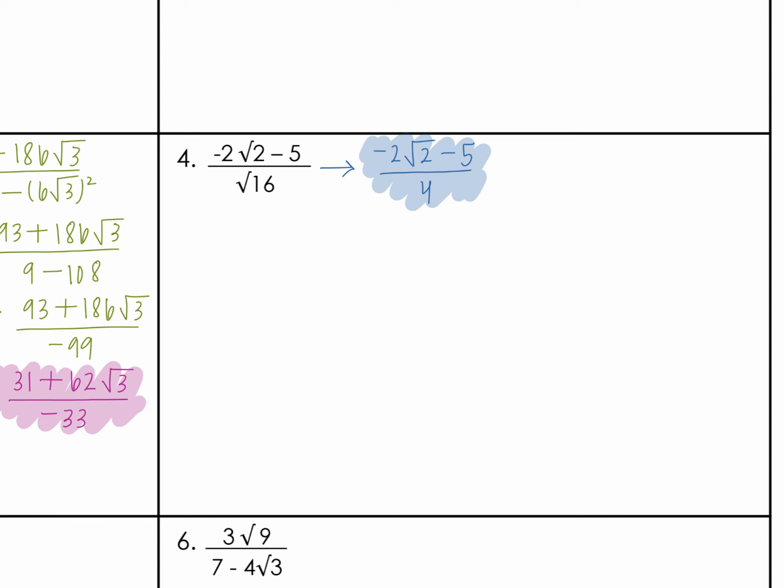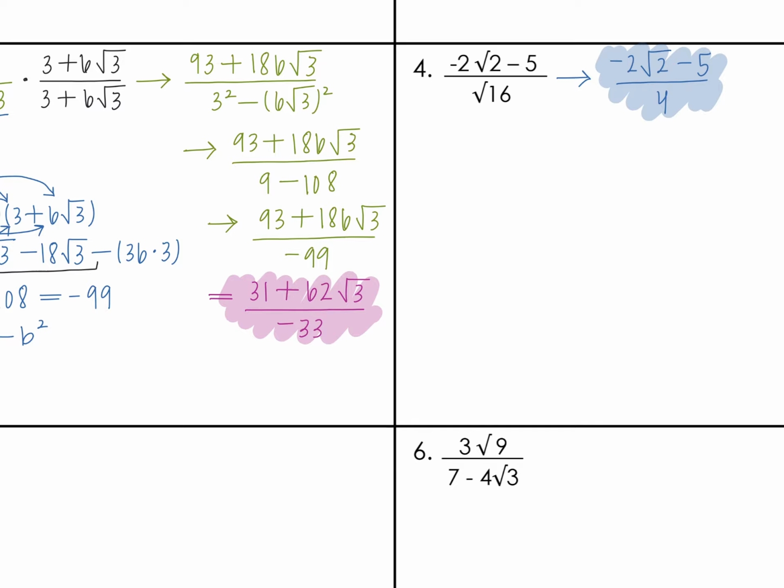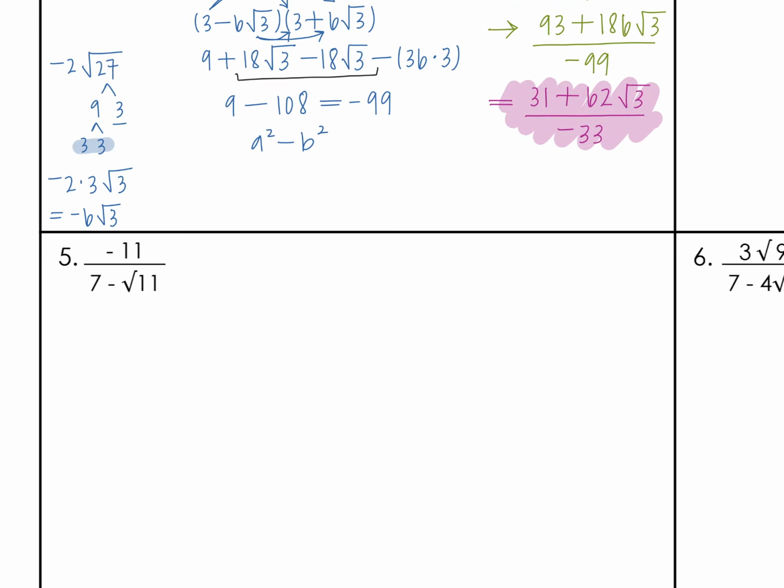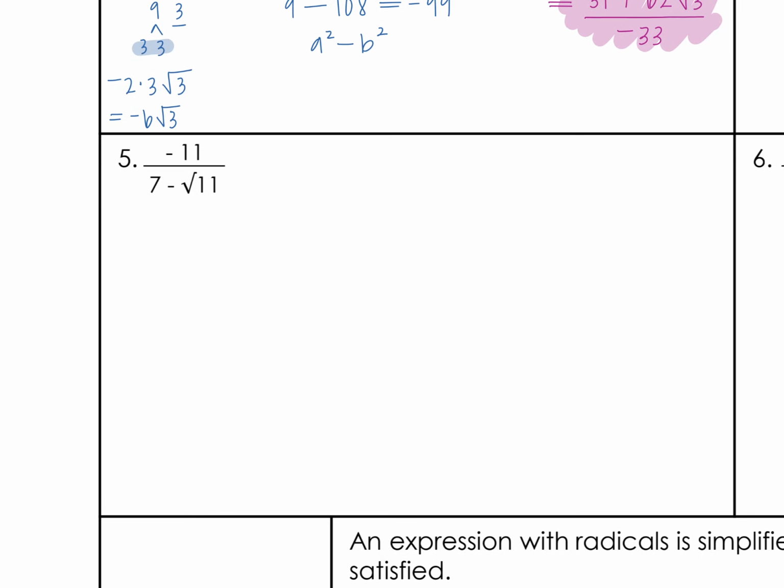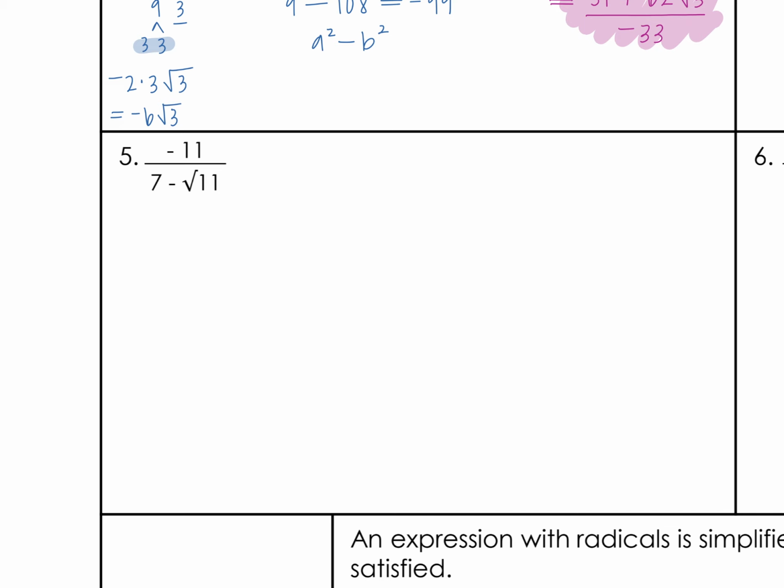All right, so that was a very easy one. Now let's move back into some slightly more challenging ones with number 5. So looking at number 5 here, we do have a radical in the denominator. I do have a simplified radical already. So I'm going to just jump straight into my steps of multiplying by the conjugate. And so I'm going to multiply to the numerator and denominator. I'm going to multiply 7 plus the square root of 11.